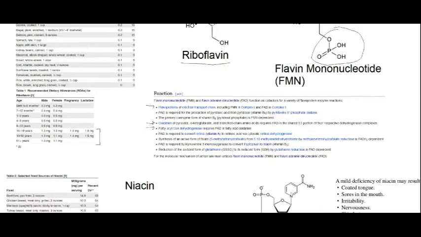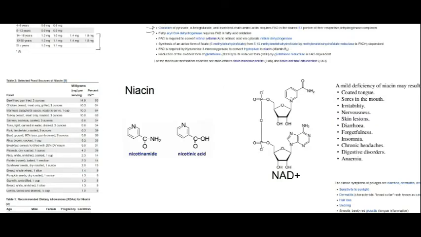Then we move on to niacin, which is vitamin B3. This can come in two different forms, which are nicotinamide and nicotinic acid. So that's just a change here, and that's a pretty significant change because this is going to be a lot more acidic than this. But these are both sort of niacin. These are both vitamin B3.